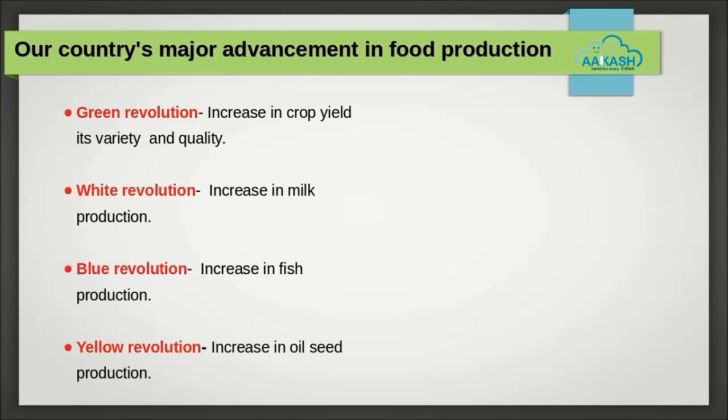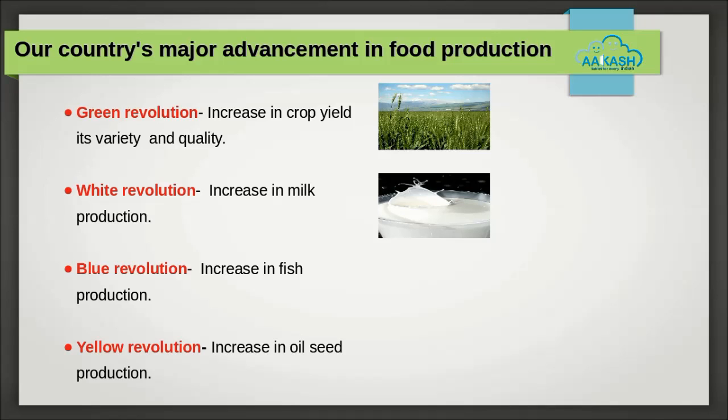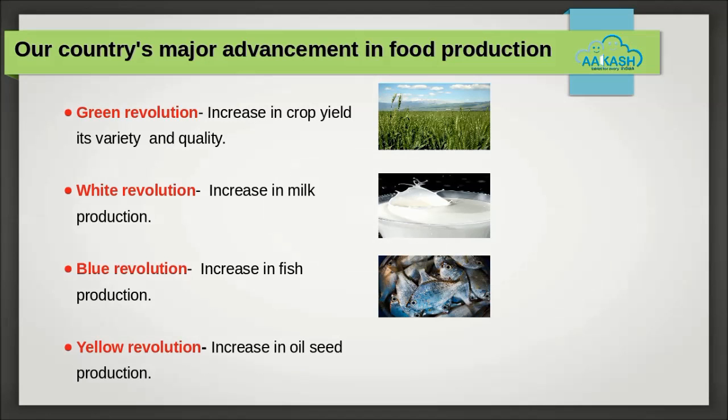Our country's major advancement in food production. The following are the major advancements in our country to increase our food production. Number 1 is Green Revolution, that is, increase in crop yield, variety and quality. Number 2 is White Revolution, that is, increase in milk production, that is also known as Operation Flood. Number 3 is Blue Revolution, increase in fish production. Number 4 is Yellow Revolution, that is, increase in oilseed production.